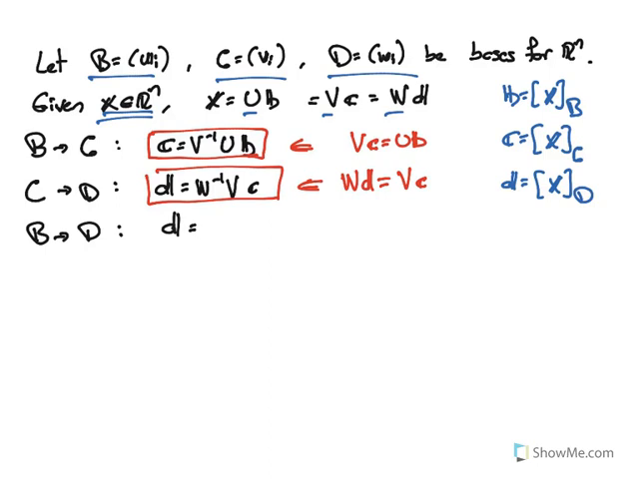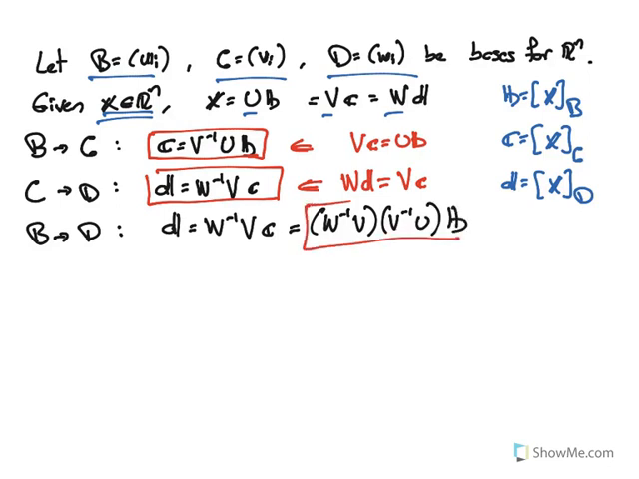So now you can combine them. So d is equal to W inverse times Vc, and this is equal to W inverse V, B inverse U times B. So now this guy is the transition matrix to go from B to D. And you see that it works out, right? Because the V and the V inverse cancel. So you get this expression, which is exactly what you would have gotten even if you never had the C basis to begin with.